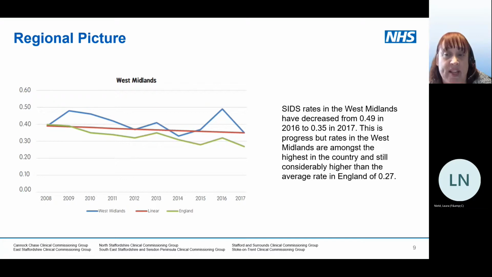There has been a decrease from 0.49 deaths per 1,000, apologies, per 1,000 live births within a year. But actually you can see that the West Midlands rates are still above the average England rate.